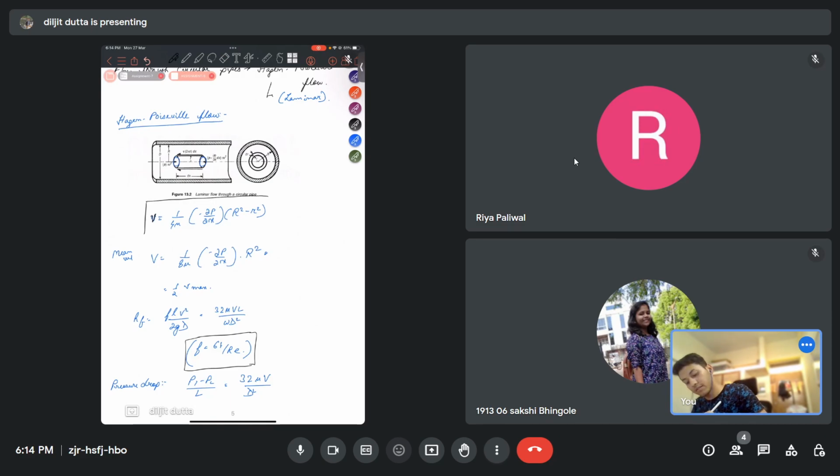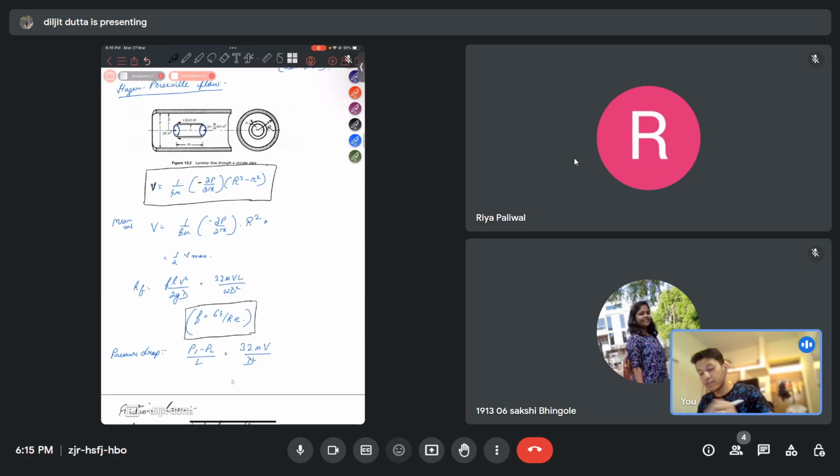The velocity at any point in the cross section is given by this formula: 1 by 4 mu into minus del P by del x into capital R square minus small r square. Small r is the distance of the section from the center of the pipe and capital R is the radius of the pipe. So this is the velocity at any distance from center. Velocity will be maximum at the center since small r will be 0, so it will be 1 by 4 mu into minus del P by del x into capital R square.